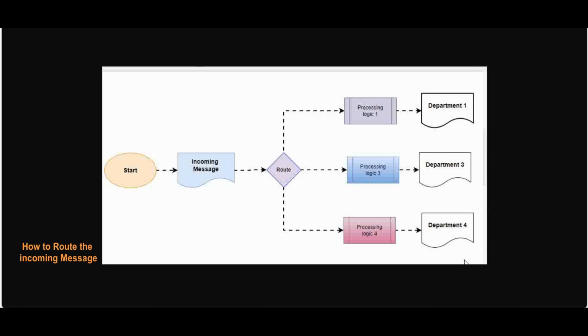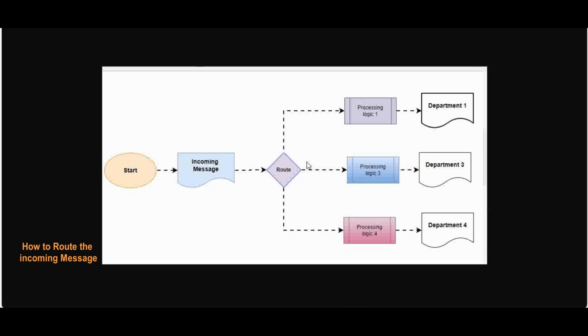Okay, so now see this diagram. In the incoming message you will get some detail, for example a purchase order detail. Once the purchase order is received, the router will decide based on the price quoted. Based on the price quoted, it will be sent to a person for approval. Okay, so that routing is taken care of at this place.